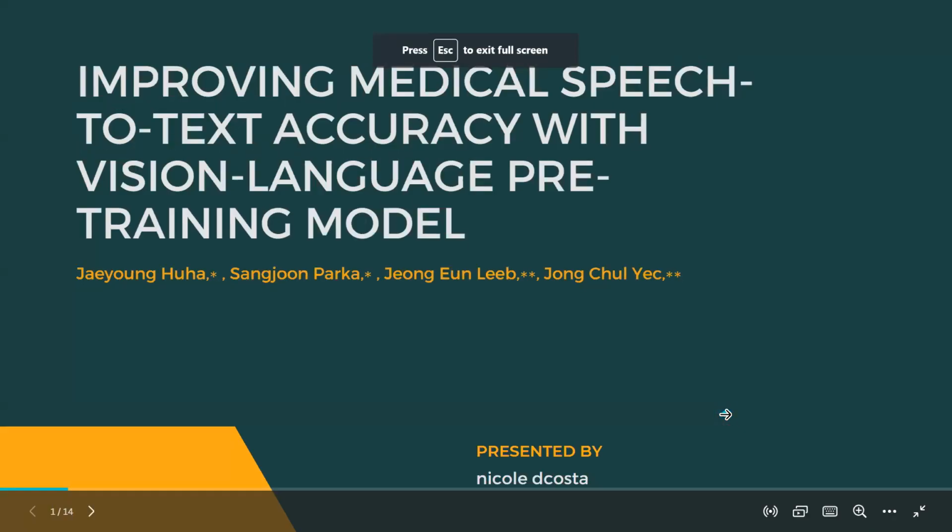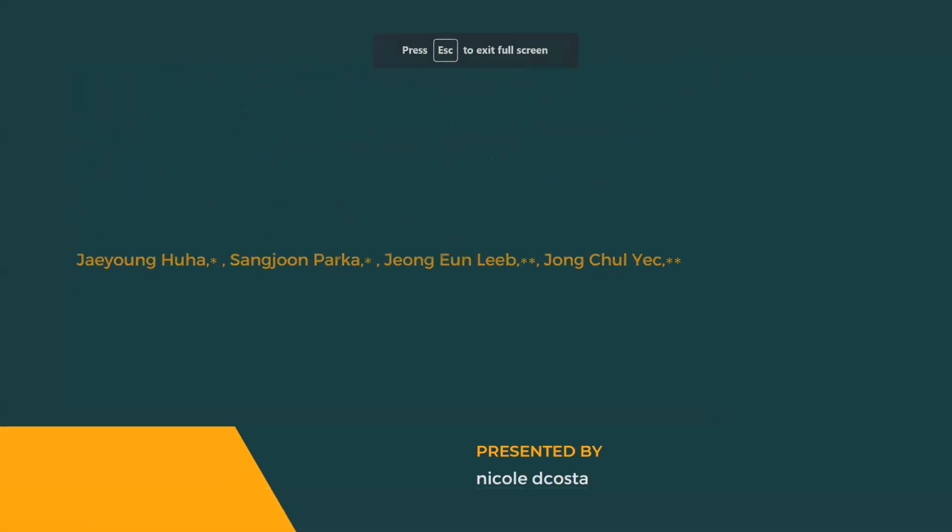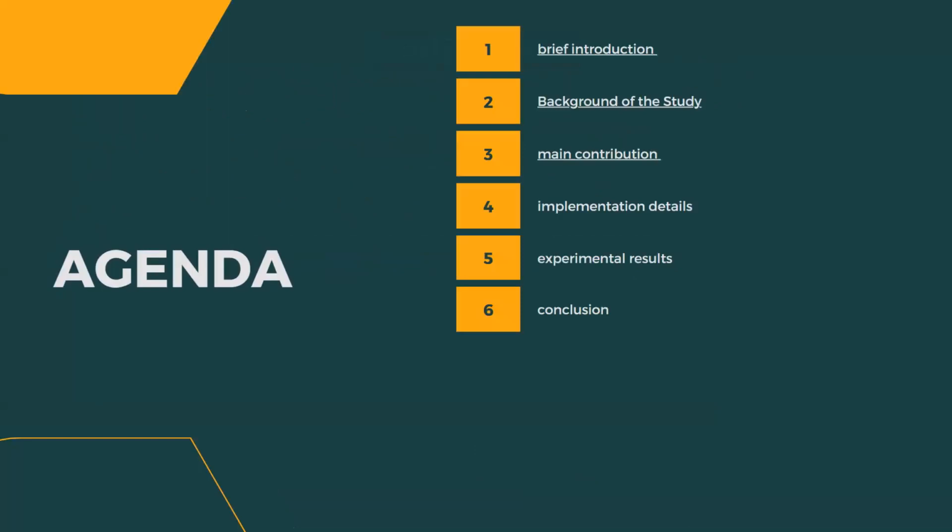Let's go through it. What will we go through in this PPT? It will basically be about the brief introduction, the background study, the main contribution, the implementation details, the experimental results, as well as what conclusion they have obtained.